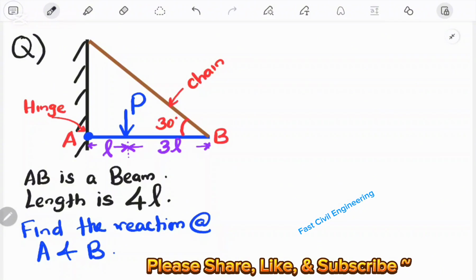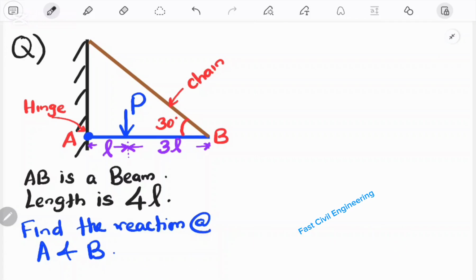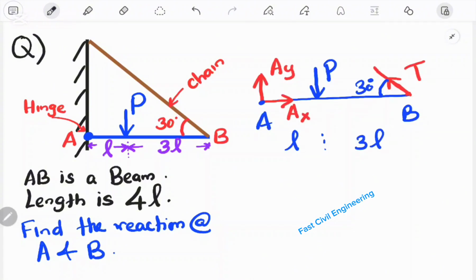For this example, it is better to draw the free body diagram of AB, the rod AB. This is a free body diagram of AB. The chain should be the tension, chain tension. This is a hinge support.